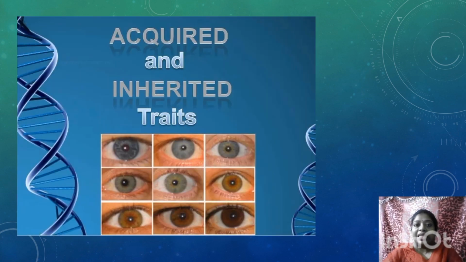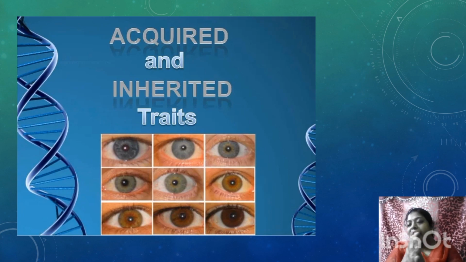Now let's see what traits are. Traits can be divided under two heads: acquired traits and inherited traits. What are acquired traits? Acquired traits are the characters possessed by a person which develop during their lifetime. That is, in his lifetime when he lives, he takes on some characters or traits. That is called an acquired trait.